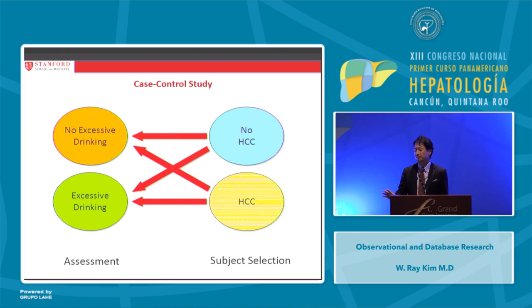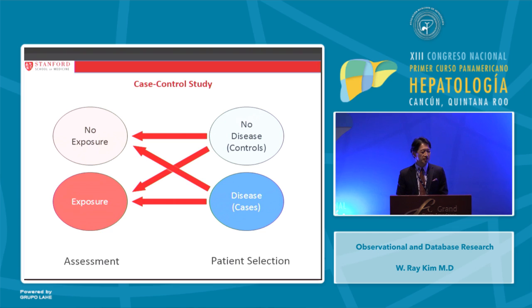I'm going to ask you a question. Here, who are the controls? Are the controls people who don't drink? Who thinks that controls are people who don't drink? Some of you. The controls here are people without HCC. Who are the controls? Controls, HCC, non-HCC are the control group? Okay. If you remember anything, remember that. The right answer is people without HCC are the controls.